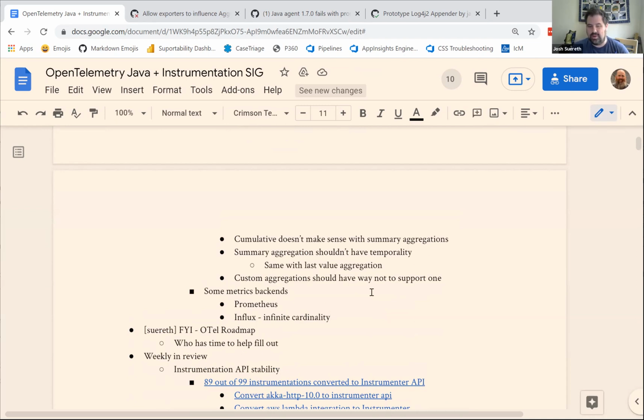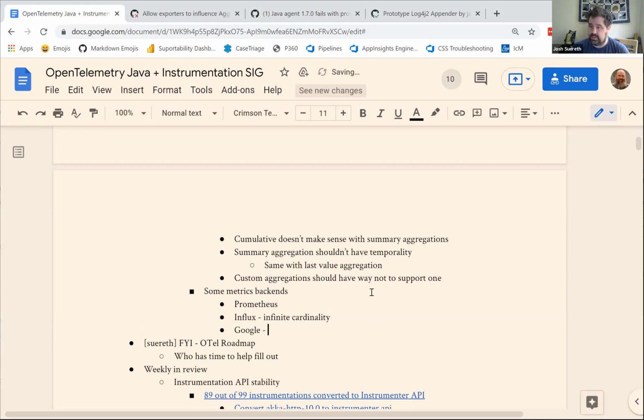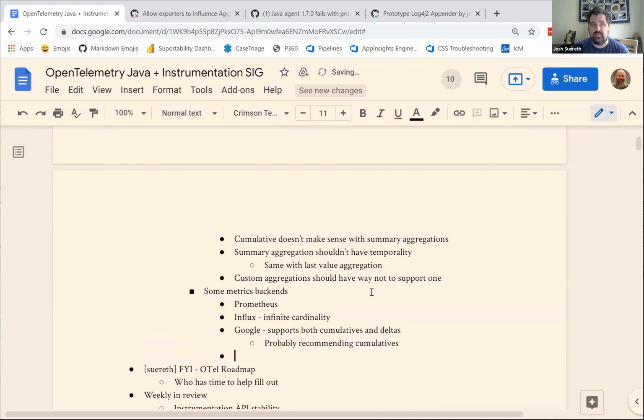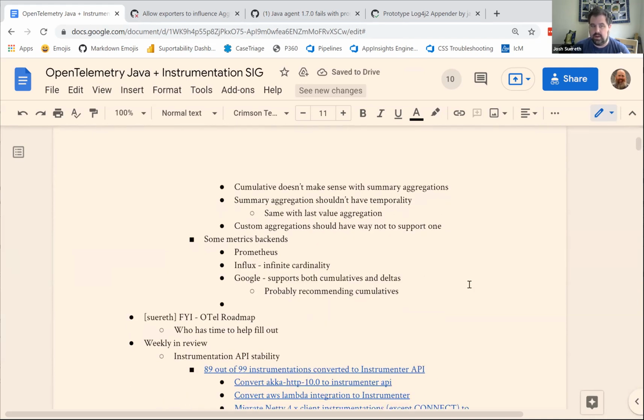Anyway, number 3 is the Google backend, right? So the Google backend actually supports both cumulatives and delta, and you can pick your poison. But unfortunately, I think in all cases we're going to be recommending customers use cumulatives in our backend for the benefits that you get from it, right? There's a possibility that you can get delta metrics, but anyway, long story short, we still recommend cumulatives from a query standpoint there.